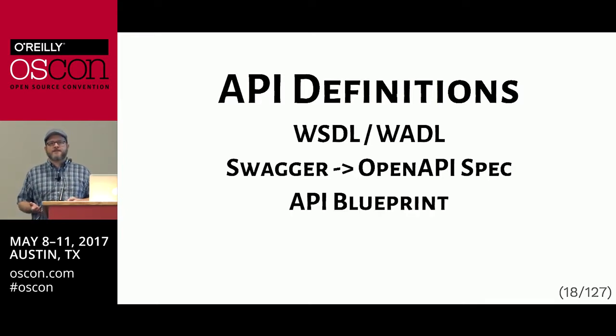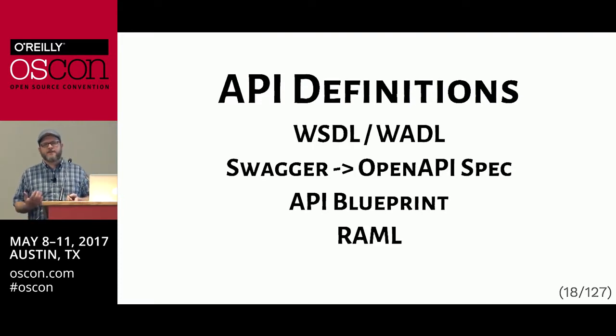There's a couple other formats. One's called API Blueprint. Instead of being in YAML or JSON, it's written in Markdown, but it does a lot of the same things. And it was developed by a company called Apiary that was recently acquired by Oracle. So it's not as open as the OpenAPI spec.